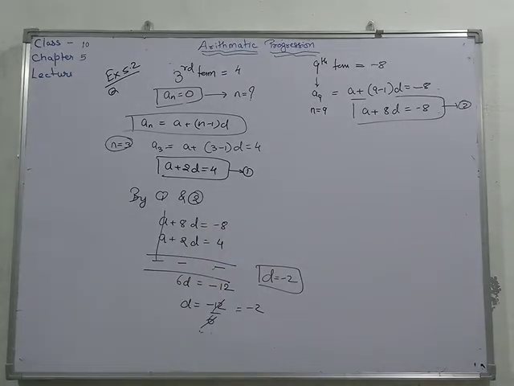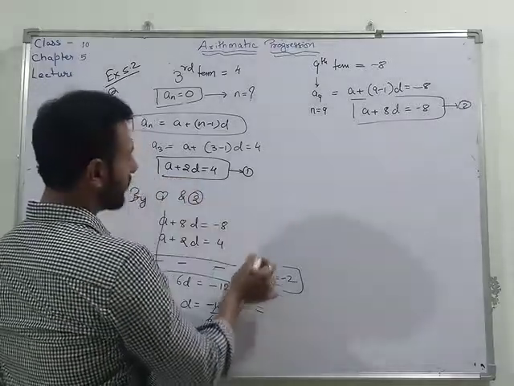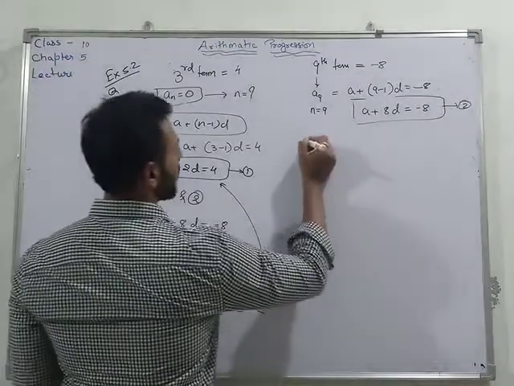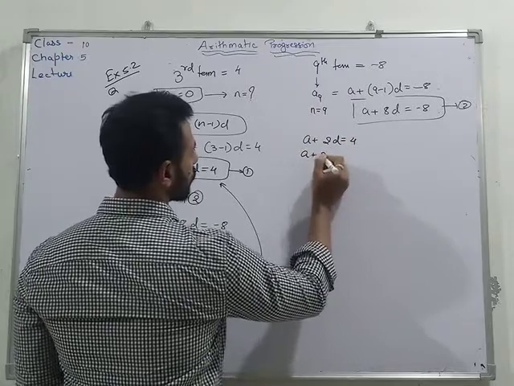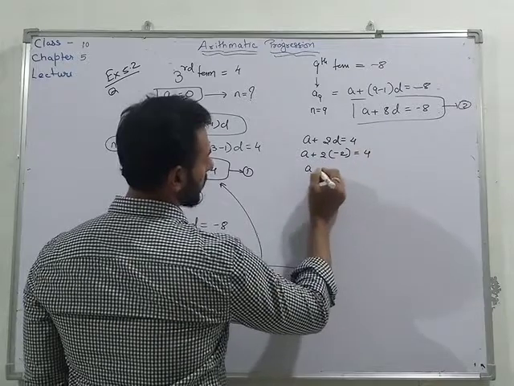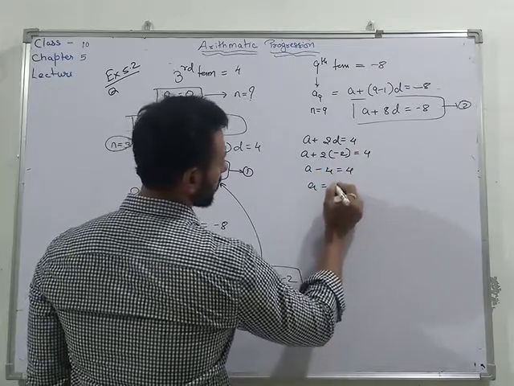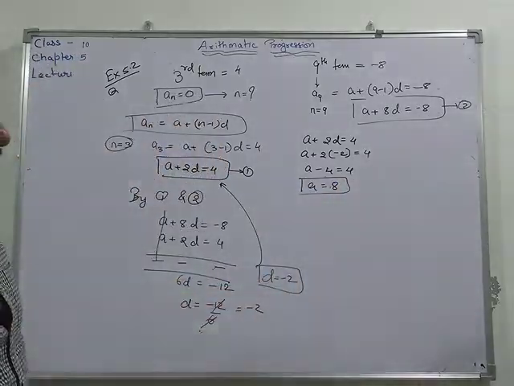In the question it has been asked which term of the AP is 0. Now we have to identify A. So substituting the value of D in equation number 1, A plus 2D is equal to 4. A plus 2 into minus 2 is equal to 4. So A minus 4 is equal to 4, so A is equal to 4 plus 4, 8. A is equal to 8 and D is equal to minus 2.